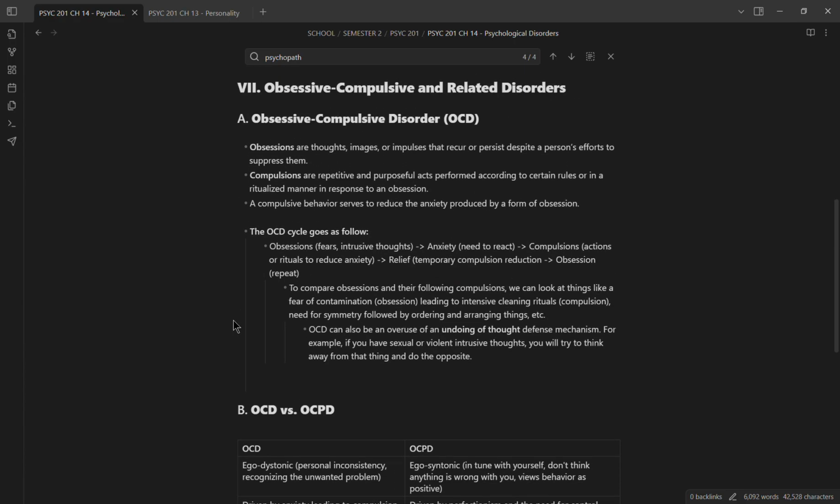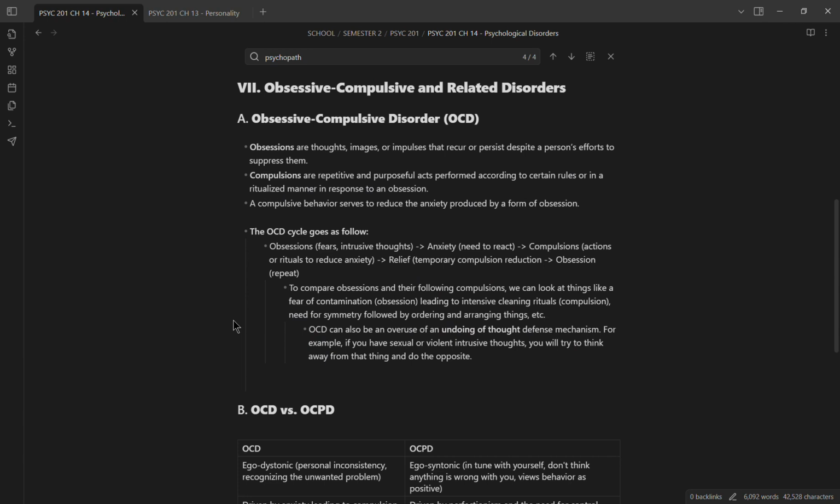So, obsessions are thoughts, images, or impulses that recur or persist despite a person's efforts to suppress them, right? We're looking at OCD here, not OCPD. So, again, obsessions, thoughts, images, impulses that are recurring despite a person's efforts to suppress them. Compulsions are the repetitive and purposeful acts performed according to certain rules or in a ritualized manner in response to an obsession. A compulsive behavior serves to reduce the anxiety produced by an obsession.